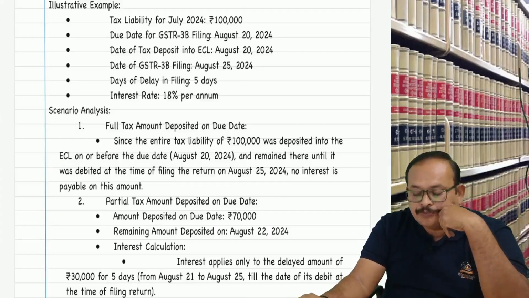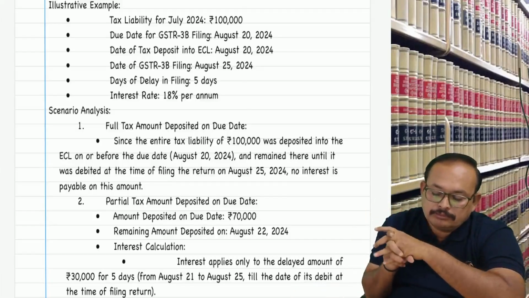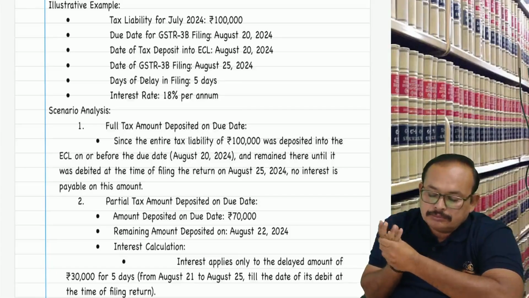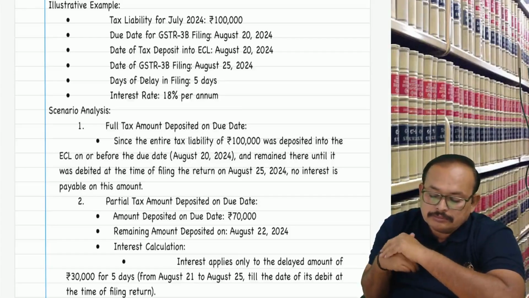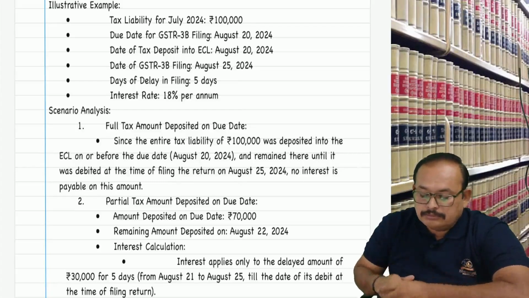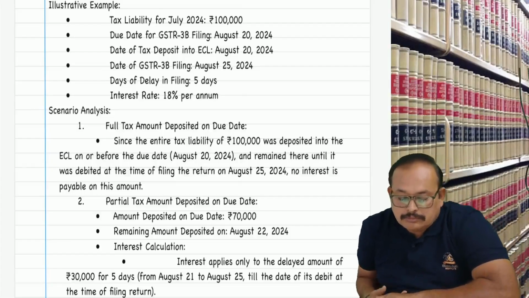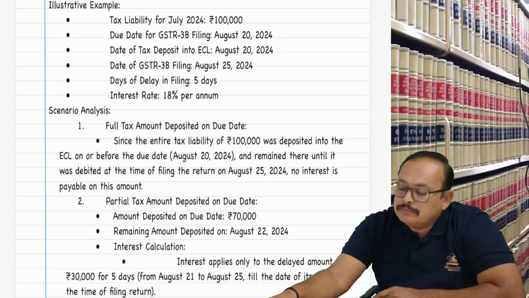Scenario: tax liability for July 2024 is 1 lakh. Due date for GSTR-3B filing is August 20th, 2024. Date of tax deposit into the electronic cash ledger is August 2024. Date of GSTR-3B filing is August 25th, 2024. Days of delay in filing is 5 days. Interest rate 18% per annum. Scenario analysis. First scenario: full tax amount deposited on due date. Since the entire tax liability of 1 lakh was deposited into the electronic cash ledger on or before the due date, 20th August, and remained there until it was debited at the time of filing the return on 25th August, no interest is payable on this.